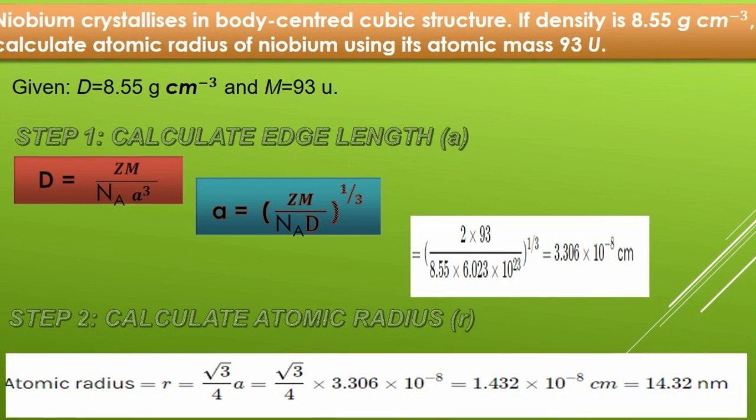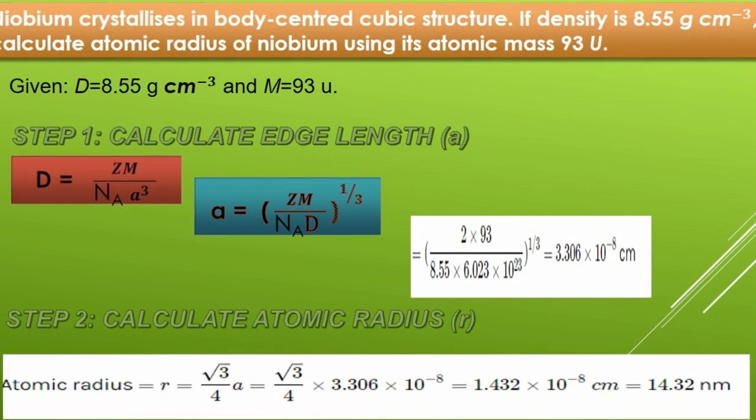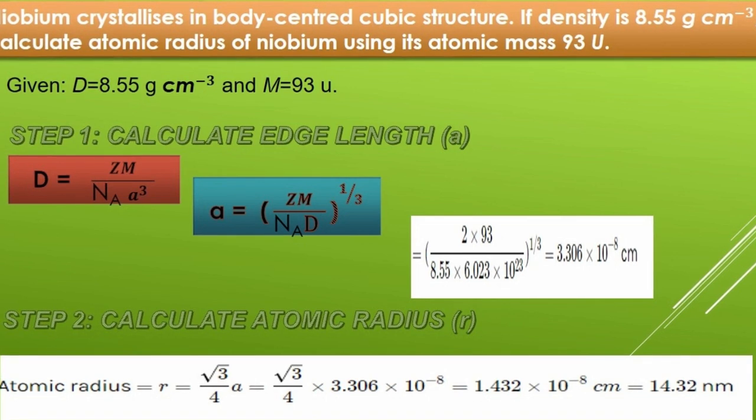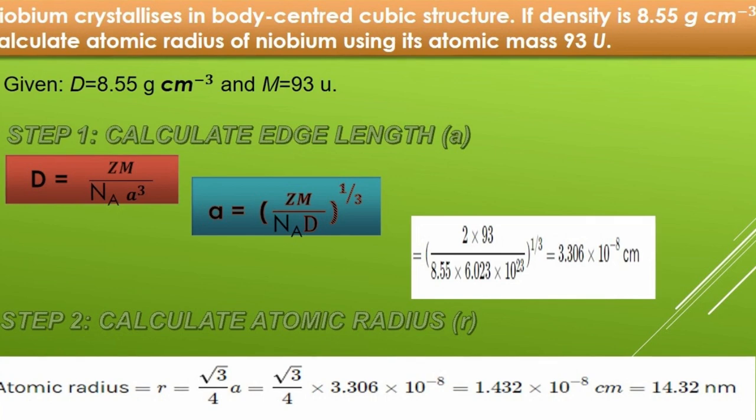Second step, you will calculate the atomic radius. We know the relationship between edge length and atomic radius for BCC. Atomic radius r will be equal to root 3 by 4 into a. We know the value of edge length a. So substitute the value of edge length a in this equation and get the answer. The answer will be equal to 14.32 nanometer.